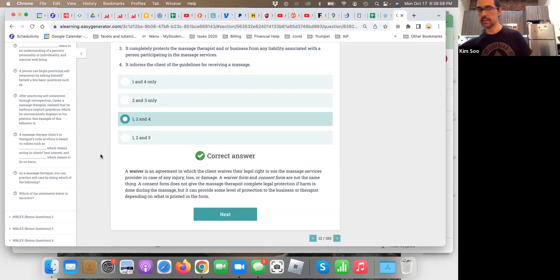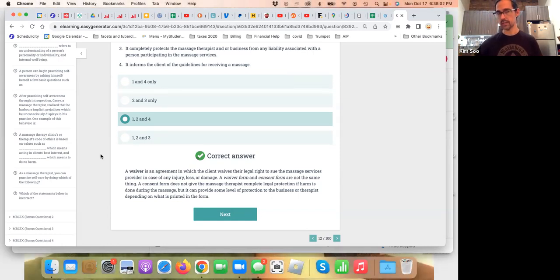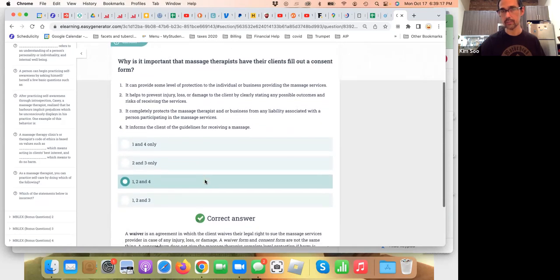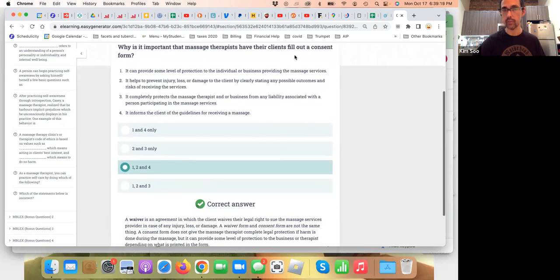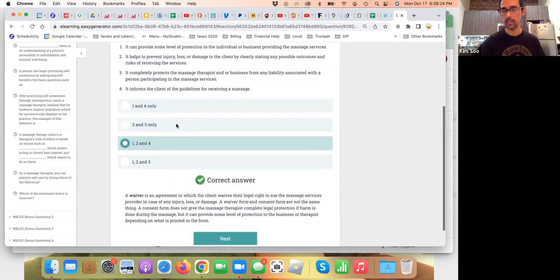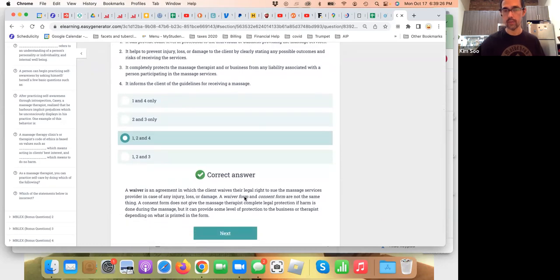If it's okay with you guys, I'd like to read through the different definitions of the forms because this kind of specific stuff can be a little tricky. I hope that's all right with you guys. So a waiver is an agreement in which the client waives their legal right to sue the massage services provider in case of an injury, loss, or damage. And the question, remember, is not about a waiver, it's about a consent form. A waiver form and consent form are not the same thing.